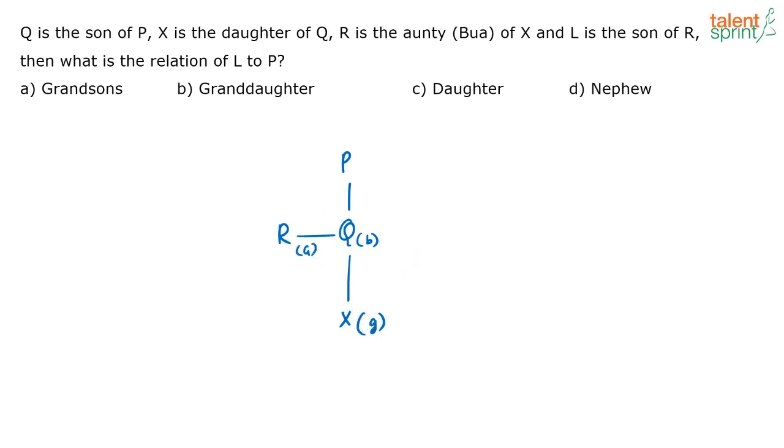L is the son of R. So L is the son of R means she has a son, that is L. Then what is the relation of L to P? So if these two are brother and sister, definitely this P has to be the parent of these two, okay. Now the question is, how is L related to P? L is a boy, correct? He is going to be this person's grandson, okay. So answer is option A, grandson. L is P's grandson. P can be grandfather or grandmother, that we didn't know here actually to get the answer.